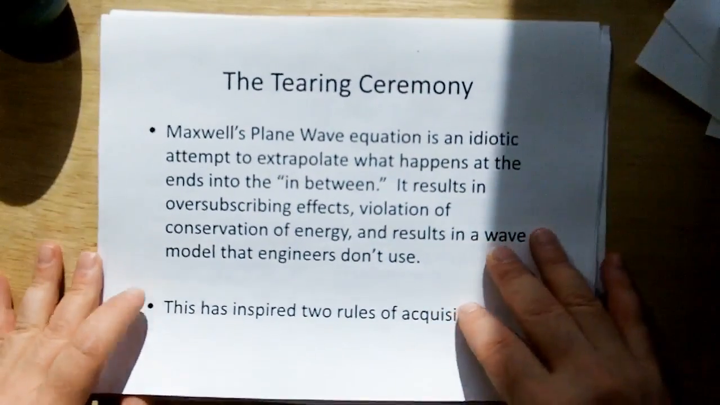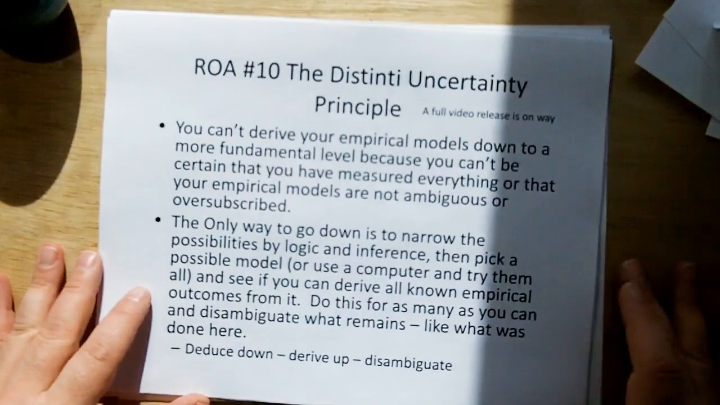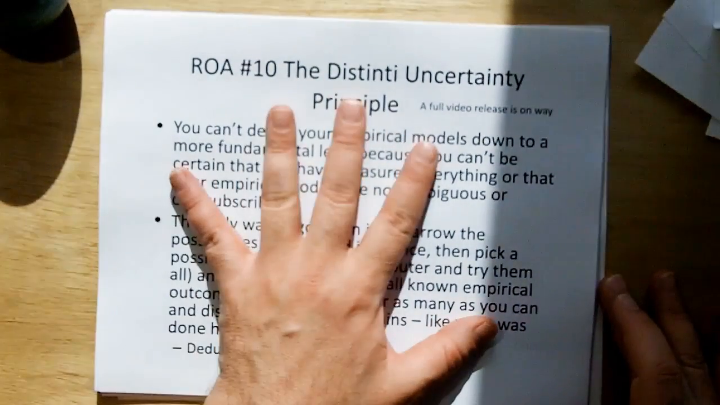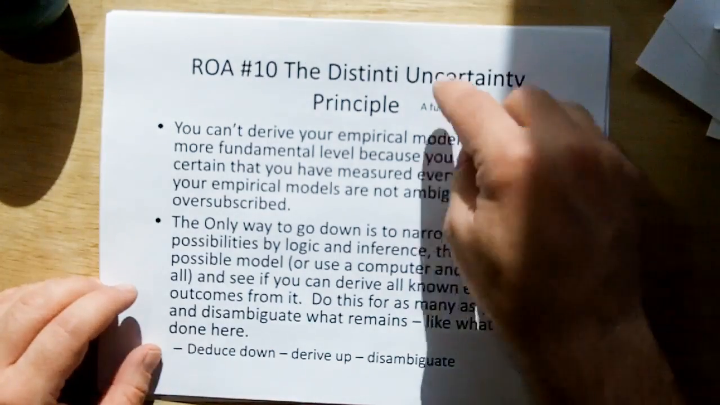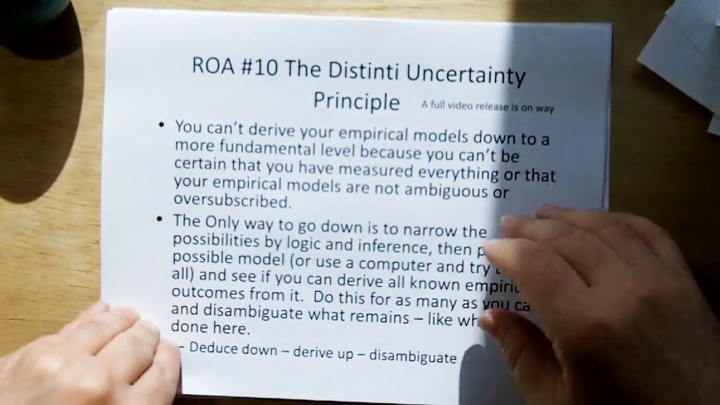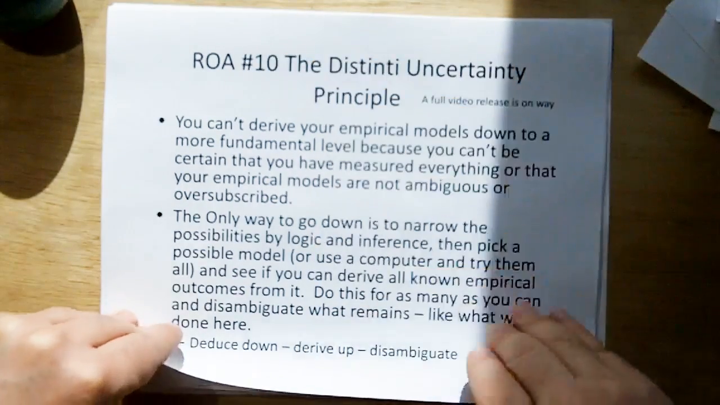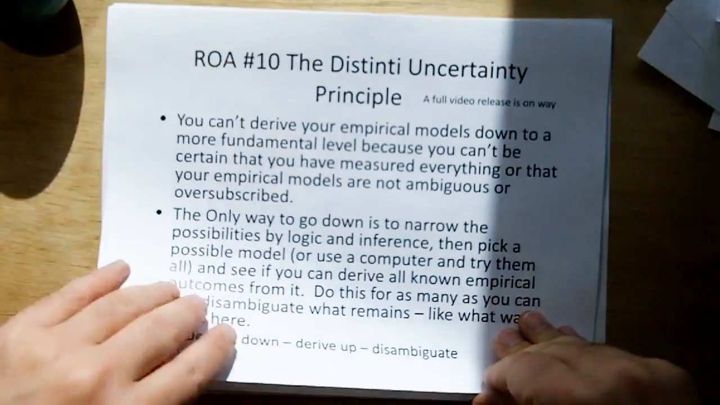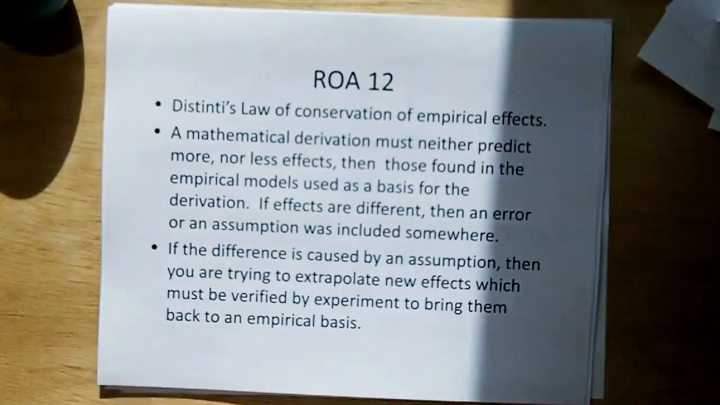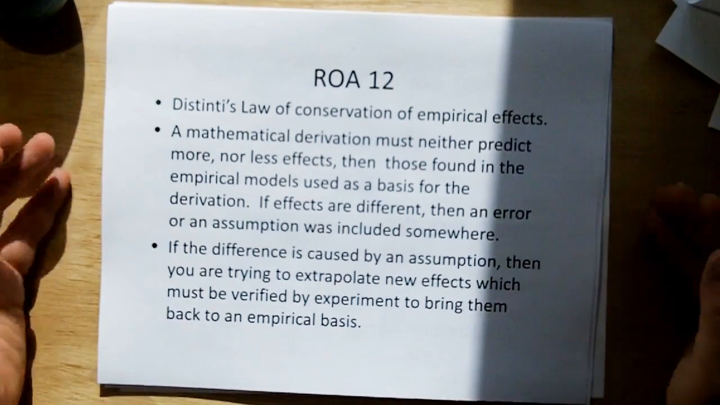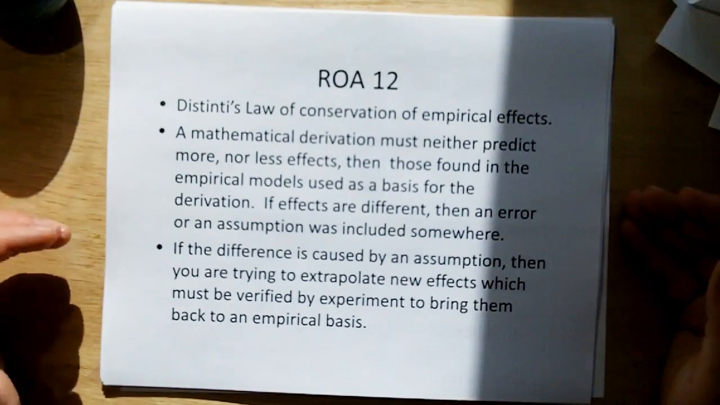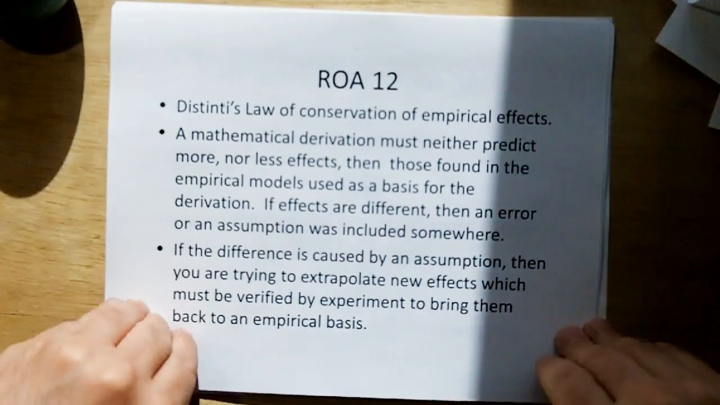And this inspired two rules of acquisition. I'm going to do a full video release on this. You can read this on your own. I'm having trouble naming this one. I'm still trying to come up with a name, but I don't really like this one because the name doesn't describe what it means. I like having names for the rules of acquisition that describe what they mean, so I'm not really happy with the Distinti uncertainty principle. And rule of acquisition 12, this is turning out to be a 12-part rule of acquisition. This will be released sometime in the next couple of weeks. These are just different parts of it. You can read that on your own.